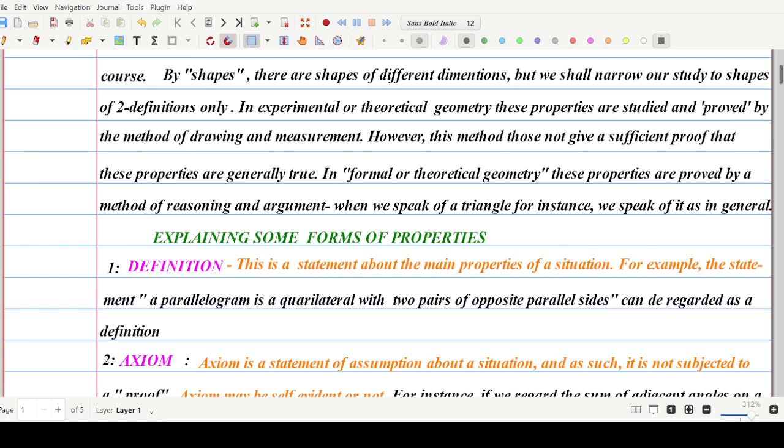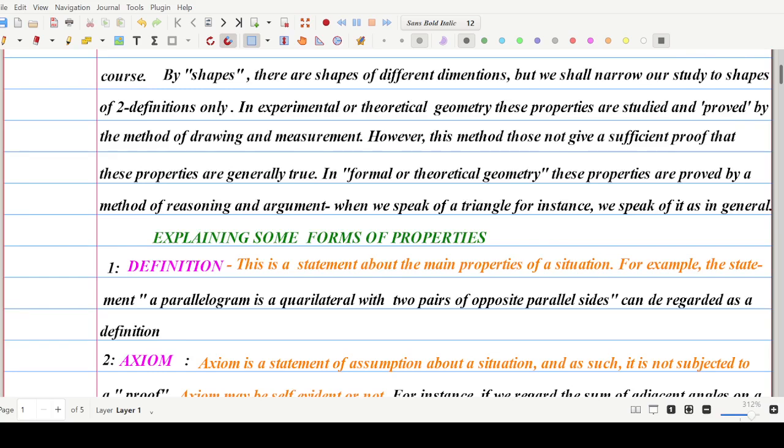This statement, a parallelogram is a quadrilateral with two pairs of opposite parallel sides, is a definition. You are trying to define a parallelogram by the property it has, that it has two pairs of opposite parallel sides. That is the property. So because a parallelogram has this property, it can therefore be defined by using this property. So the statement can be regarded as a definition. Can you see that? So that is an example of a definition.